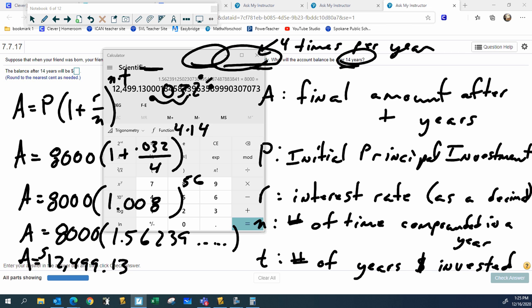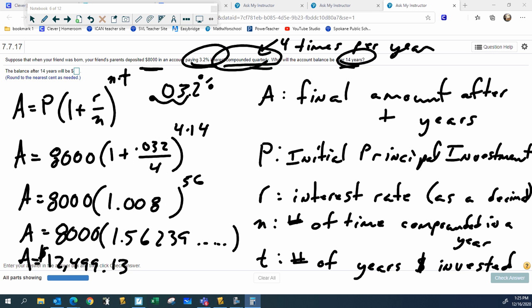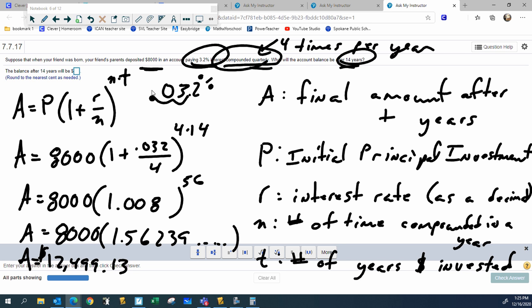And so we'll round that answer to $12,499.13, which is kind of cool to be able to figure out that if your friend's parents did invest $8,000, even at a 3.2% interest rate for 14 years, it's worth $12,499.13 14 years later. So I'll type it in for you just to make sure that it works out.